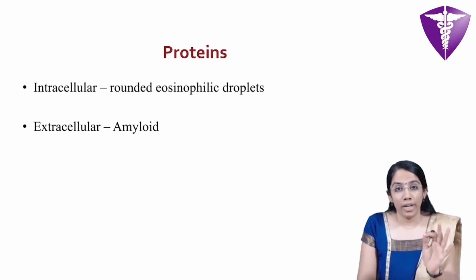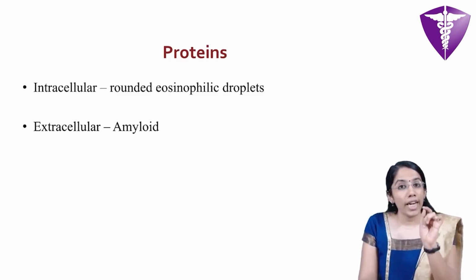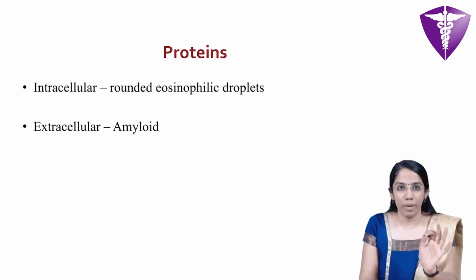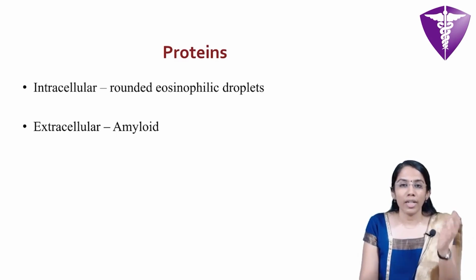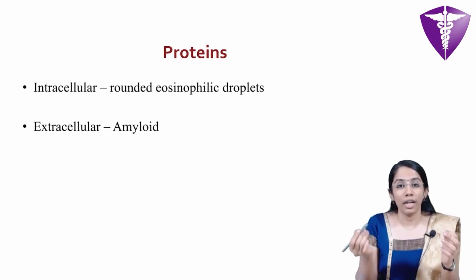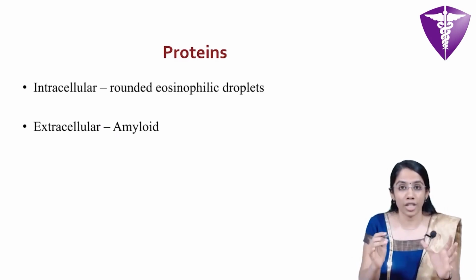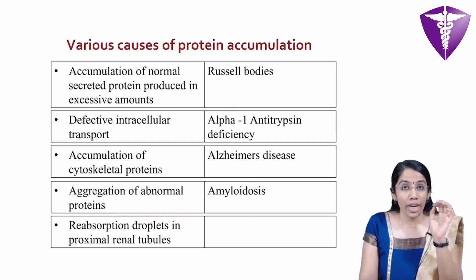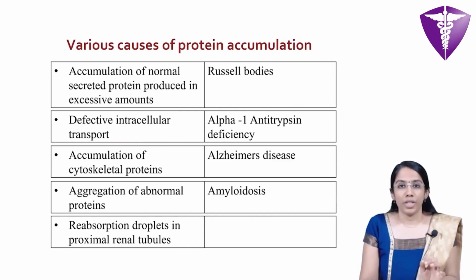Next is protein. After lipid, we see protein accumulation. This can occur intracellularly, which are seen as rounded eosinophilic droplets, or it can occur in some disorders such as amyloidosis. Amyloid protein can occur as accumulations extracellularly also. So, these are the various causes of protein accumulation.